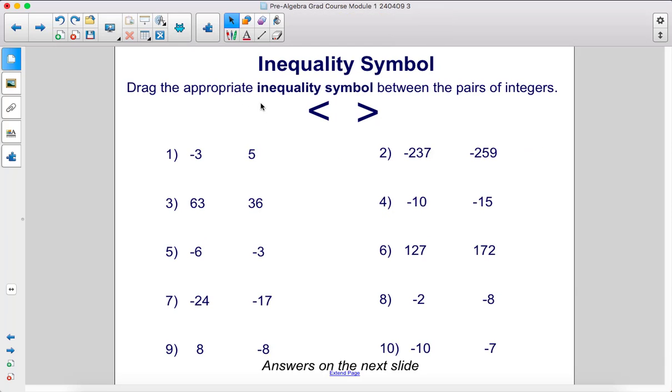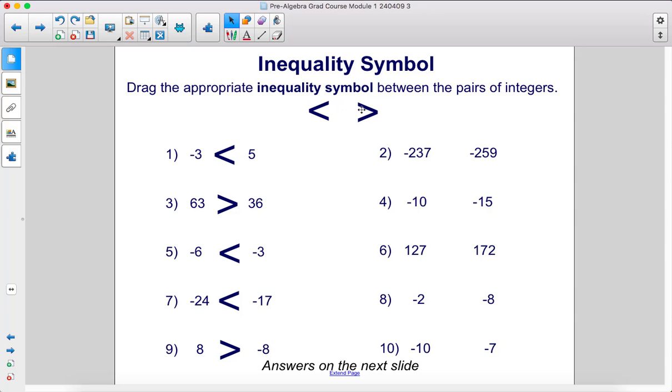Drag the appropriate inequality symbol between the pairs of integers. -3 is smaller than 5. It's to the left of 5 on the number line. 63 is greater than 36. -6 is smaller than -3. -24 is less than -17. 8 is greater than -8.